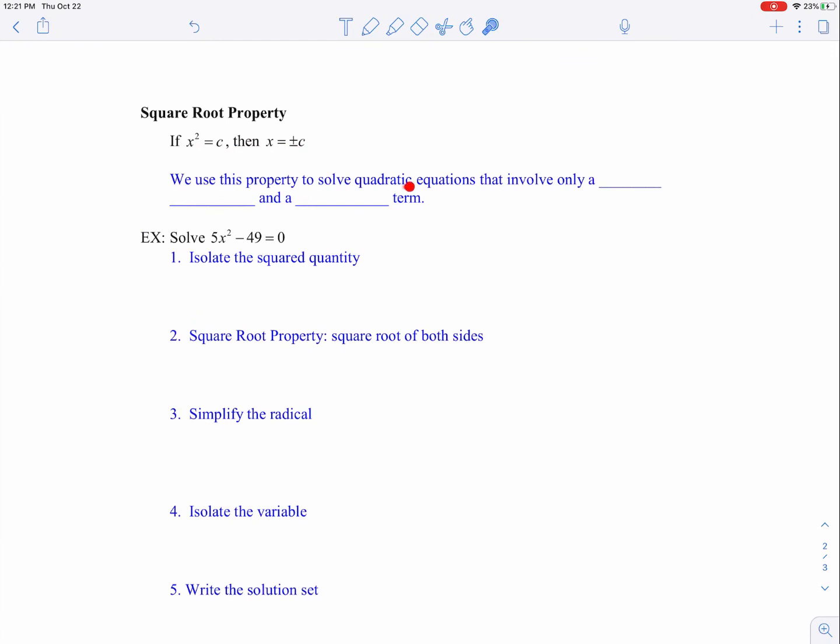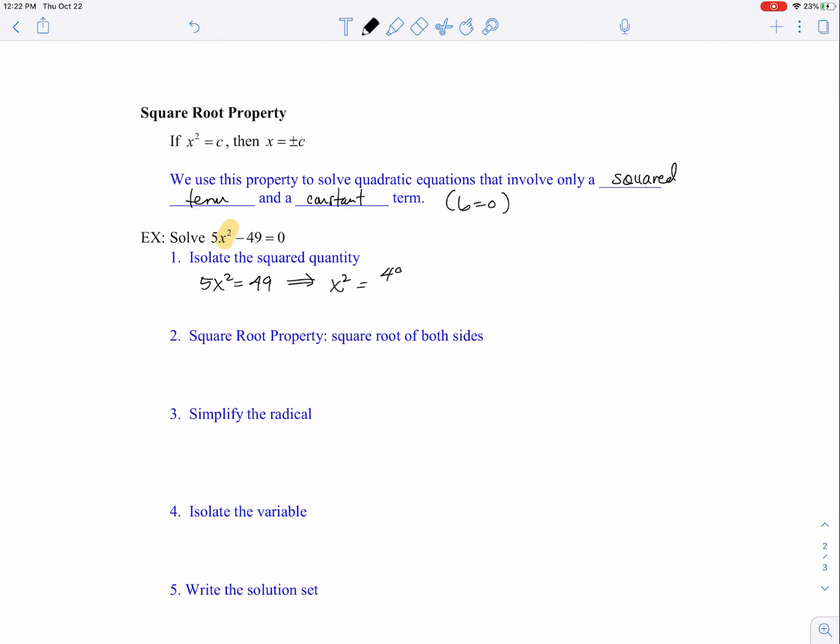Use this property to solve quadratic equations that involve only a squared term and a constant term. That is to say, again, the b value is equal to 0. So isolate the squared quantity. In this equation, the squared quantity is just x squared. 5 isn't squared. 5 is a multiplier on the squared quantity. So 5x squared is equal to 49.